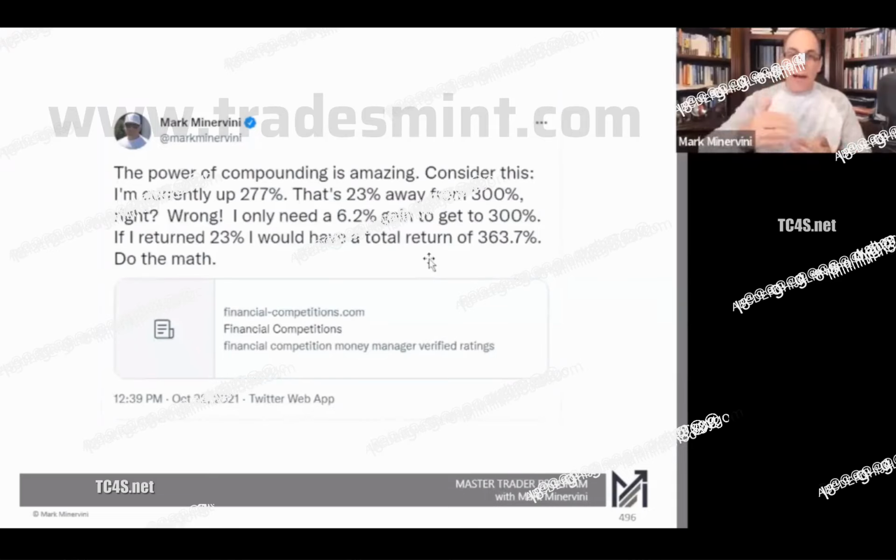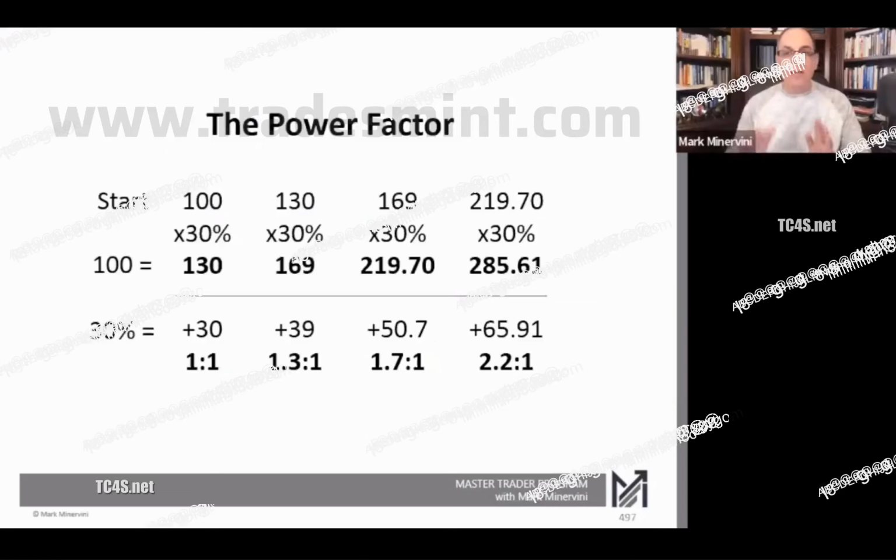So once you get up, the more you get up, the easier it is to get up more, right? Because you're compounding, but it also works on the downside. But let's look at the upside. Let's look at the power factor. So you start with $100, a basis of $100,000, whatever you want to call it, and you make 30%. So you make $30,000. You make $30 on 100, right? It's 30 for 30, for lack of a better way to express it. But now you've got 130, right? And now you make 30% on that 130.